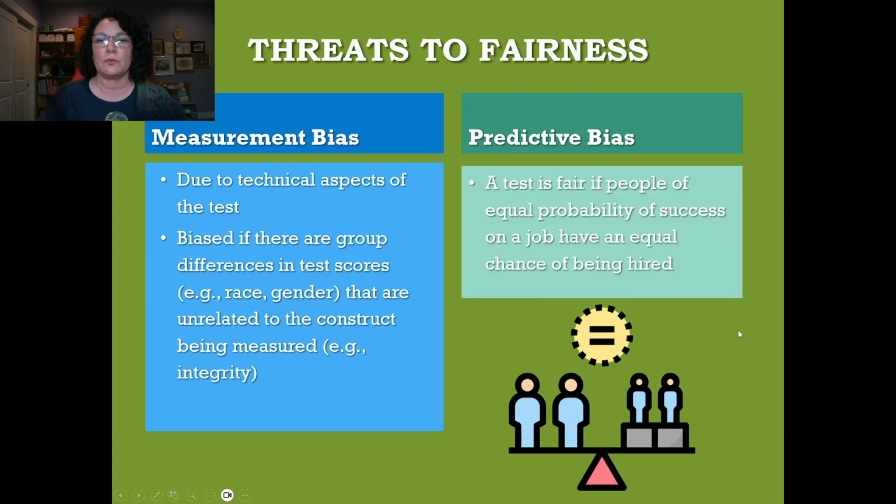Predictive bias is when a test is fair if people have an equal probability of success on a job, have an equal chance of being hired, right? So if this test is fair, those people who are in fact going to do well on the job are the ones who in fact do well on this test, and therefore are the ones who end up getting hired. Like, that's a fair test.